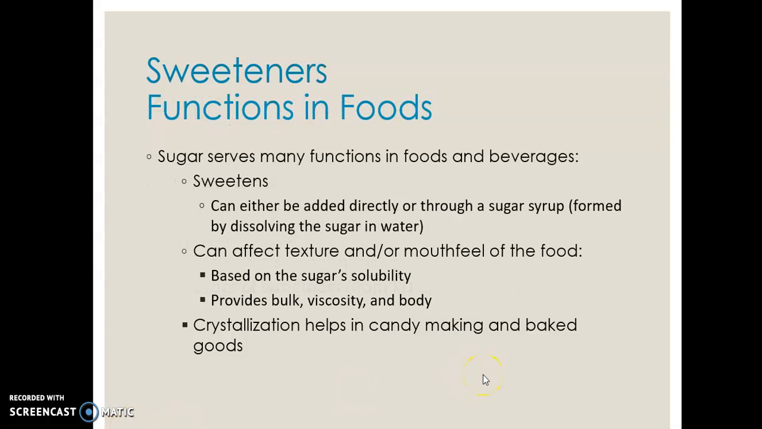So, functions in foods and beverages. Sugar is used to sweeten. It can either be added directly or through a sugar syrup formed by dissolving sugar in water. If you've ever made iced tea before and you want it sweetened, a lot of times you make a simple syrup, which is equal parts sugar and water. You bring it up to a boil on the stove, then shut it off and let it cool. And then you can add it to mixed drinks, lemonade, iced tea, all the above.